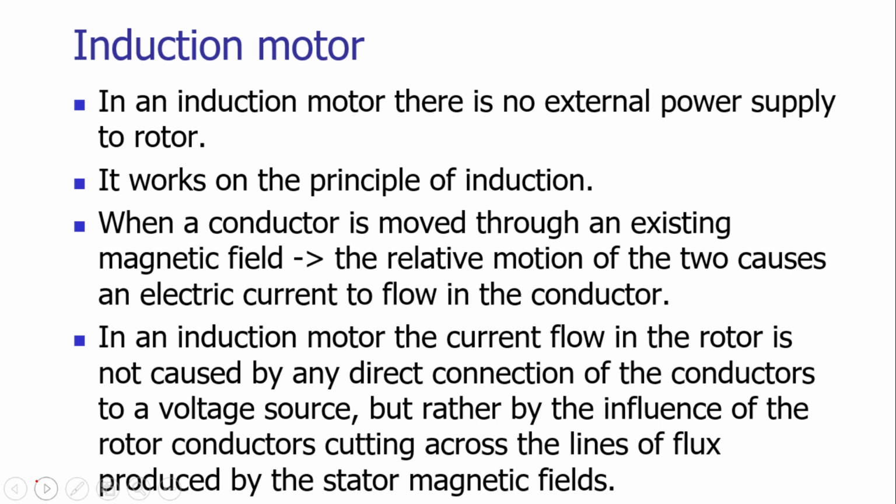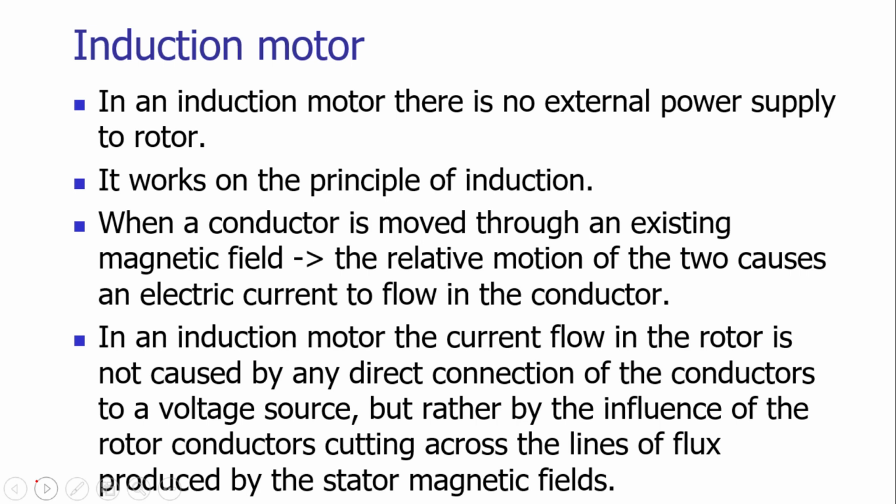When a conductor is moved through an existing magnetic field, there is a relative motion of the two. So if you take a conductor in a magnetic field, there would be relative motion of the conductor with respect to the magnetic field. That causes an electric current to flow in the conductor itself.